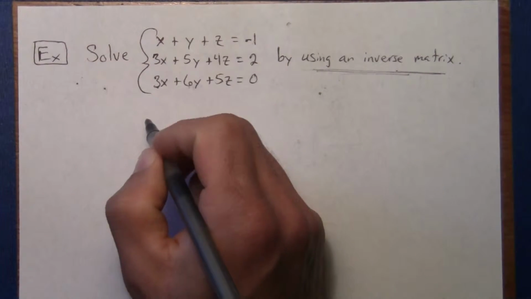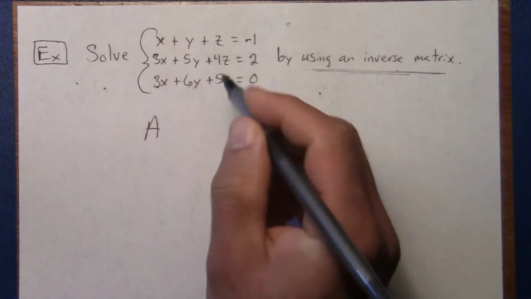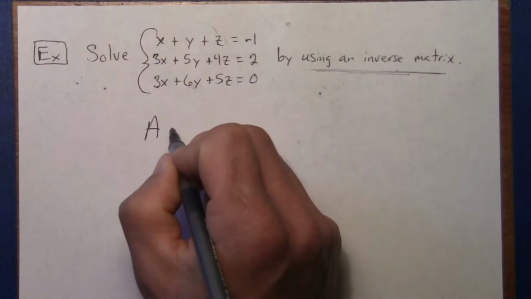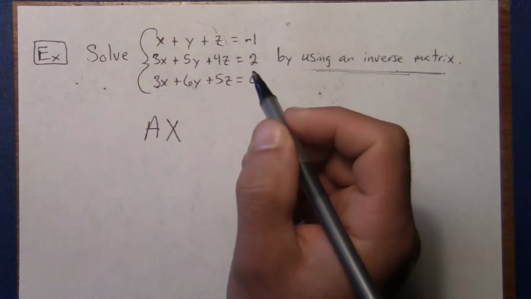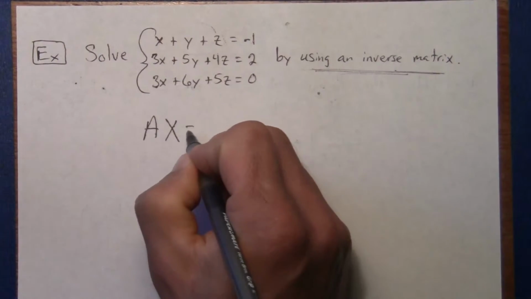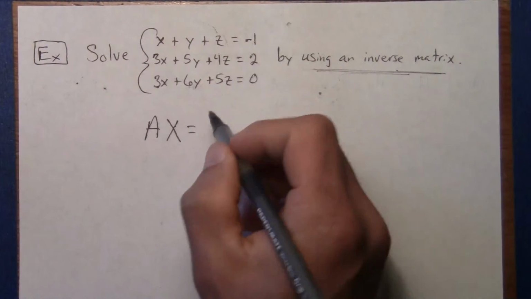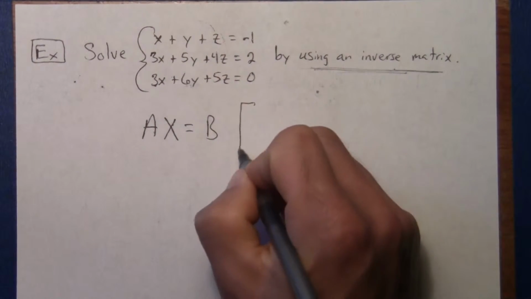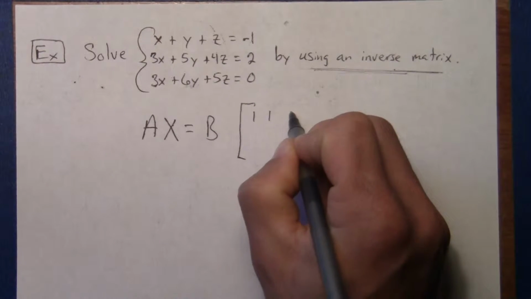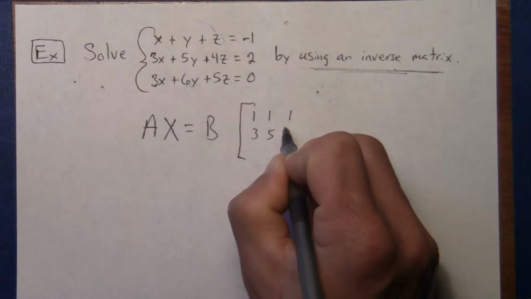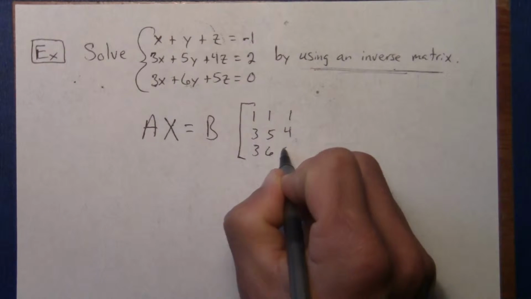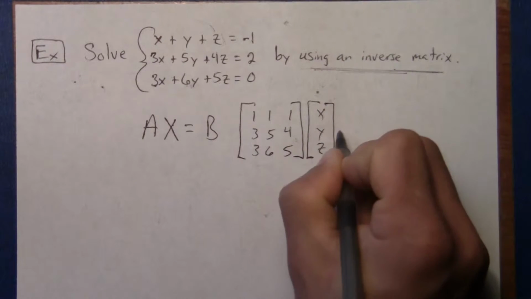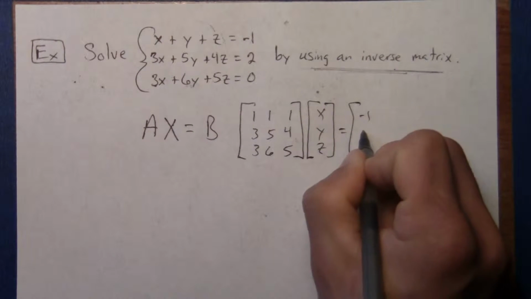We said that we used, I called it the variable matrix, matrix A, which represents the coefficient matrix over here, times the variable matrix. So coefficient matrix times variable matrix is equal to, I think I said that backwards before, is equal to what we called the answer matrix, or B. So if I was going to actually write this out, I would say that it's my coefficient matrix, which is 1, 1, 1, 3, 5, 4, 3, 6, 5, times the variable matrix, which is x, y, and z, is equal to the answer matrix, which is negative 1, 2, 0.